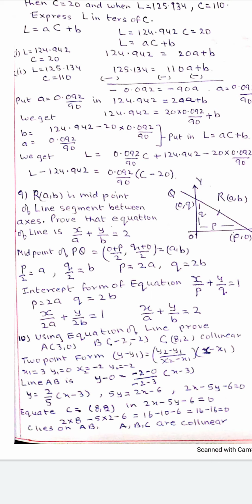Using the equation of a line, prove that these 3 points are collinear. How do we do it? We find the equation of the line using A(3, 0) and B(minus 2, minus 2). The equation of the line using two-point form is 2x minus 5y minus 6 equal to 0. In place of x put 8 and in place of y put 2. What do we get? LHS is equal to RHS equal to 0. That means points A, B and C are collinear.